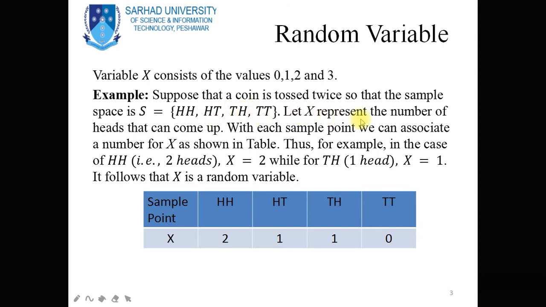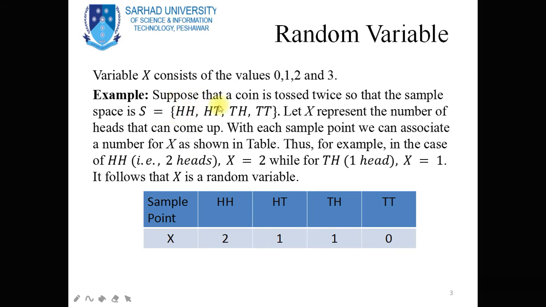Let X represent the number of heads that come up. With each sample point, we can associate a number X as shown in the following table. Thus, for example, in the case of HH, that is 2 heads, X is equal to 2, while for TH, 1 head, X is equal to 1. It follows that X is a random variable.